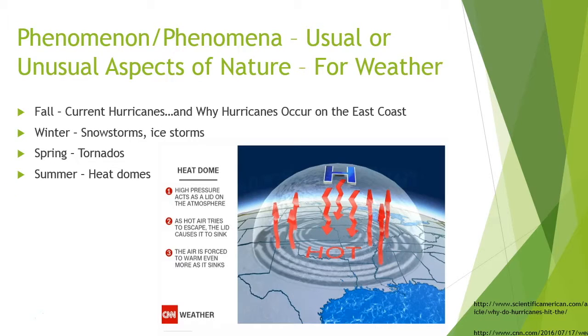So here are some examples of phenomena. One phenomenon itself is that we have different weather events associated with different seasons. For example, in fall we get hurricanes, and a question might be, why do hurricanes occur on the East Coast? In winter we have snowstorms. We don't have those in the summer. In spring we have tornadoes, not so much in Atlanta, but they can be after effects of other things.